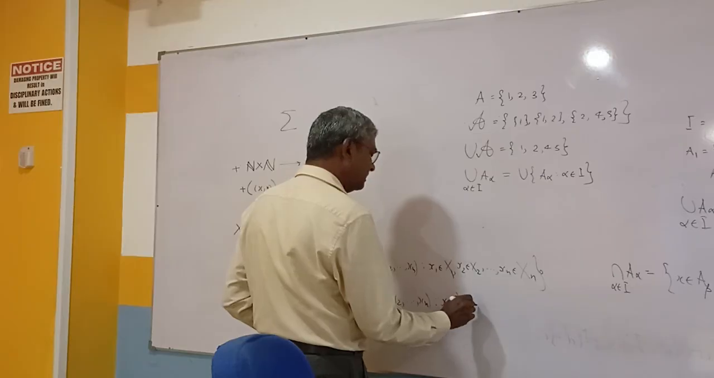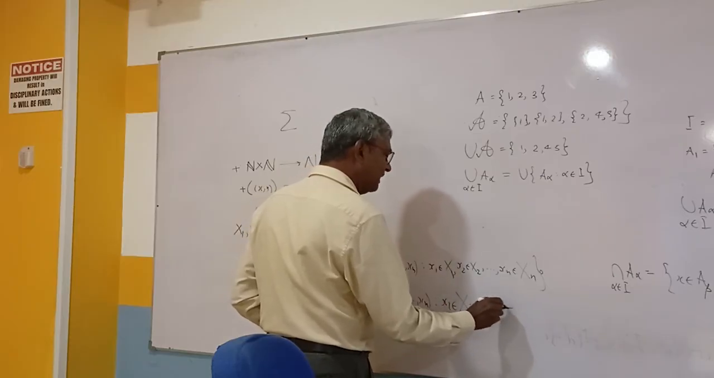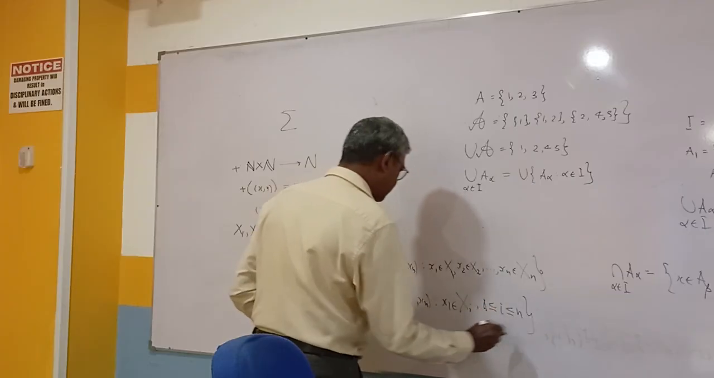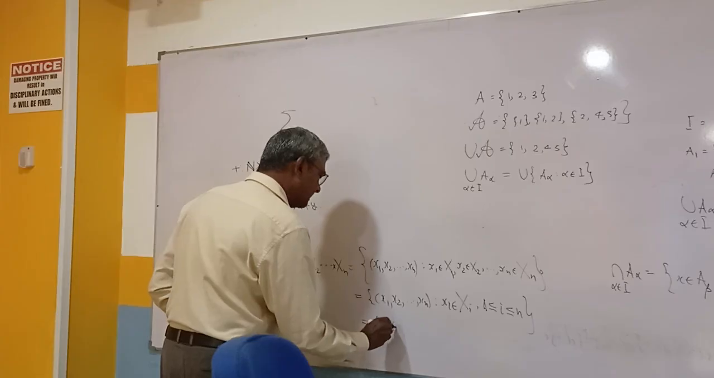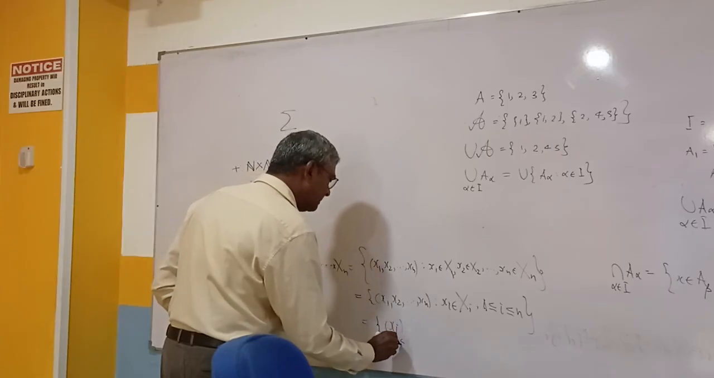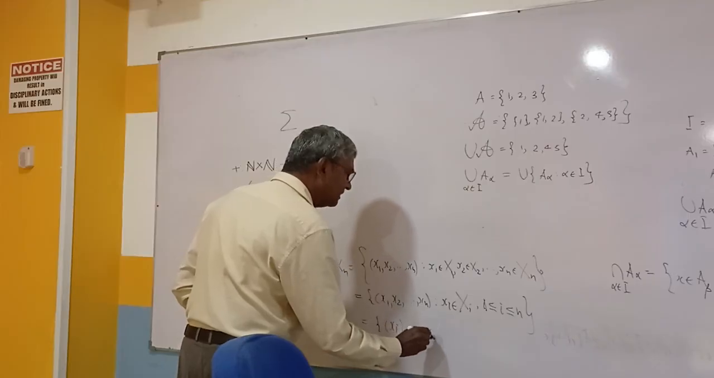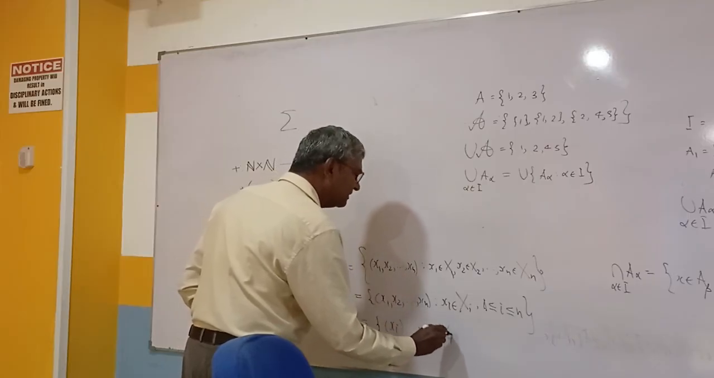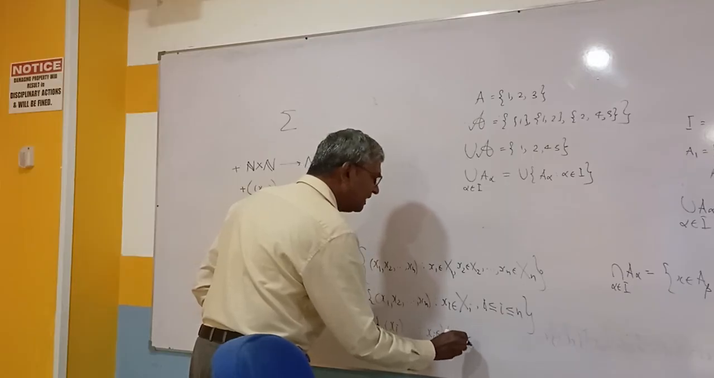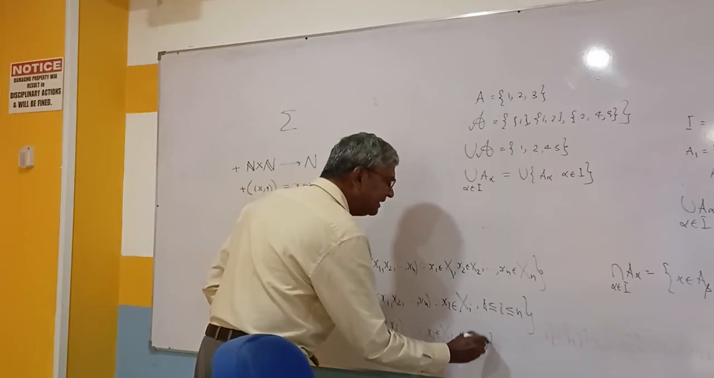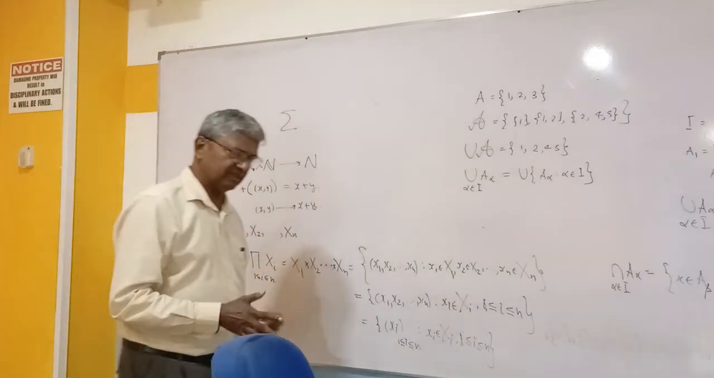for 1 less than or equal to i less than or equal to n, and sometimes they write (xi) for 1 less than or equal to i less than or equal to n, such that xi belongs to capital Xi, for i from 1 to n. You can write in any way. There are several ways of writing.